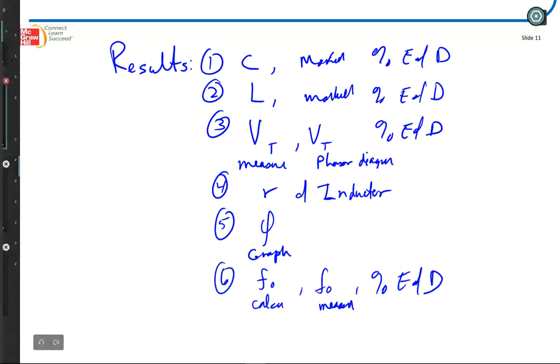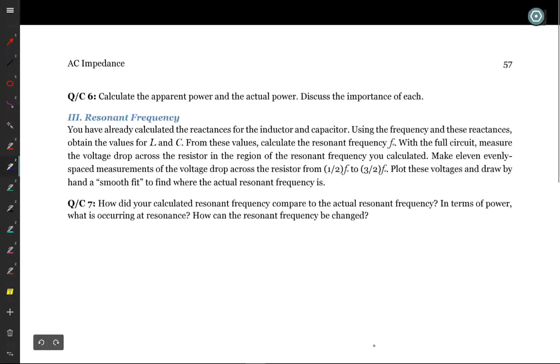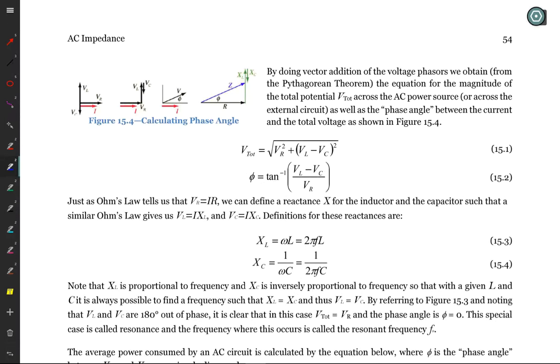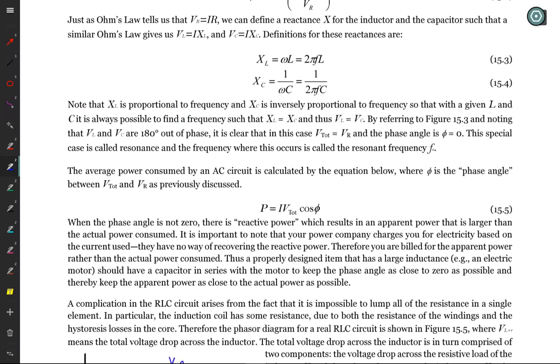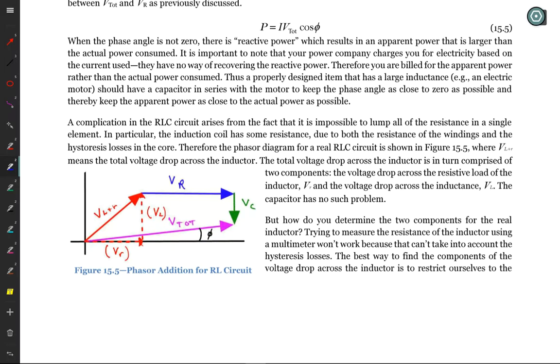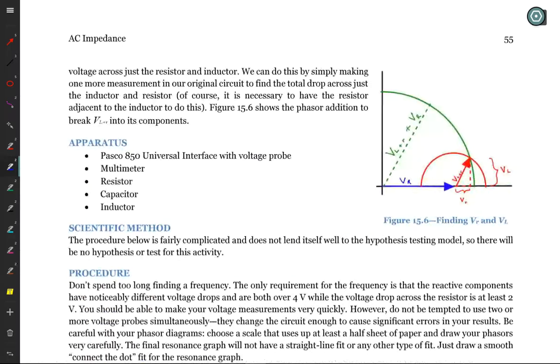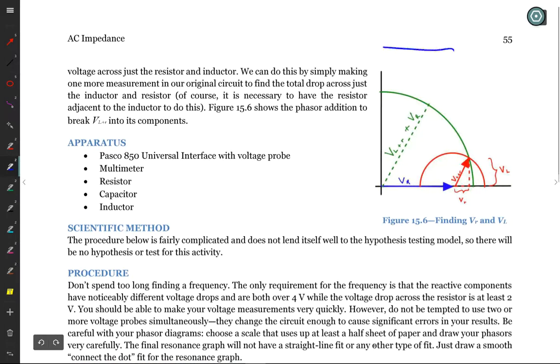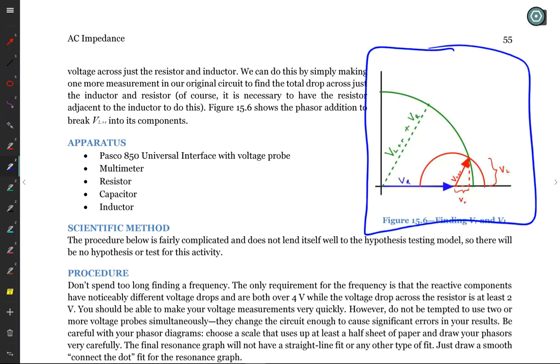Now let's look at the actual instructions. At this point, you're pretty much ready to roll, but I want to make sure we do go through the instructions. There is no scientific method aspect to this one. Again, it's just too complicated for you to have to do a scientific method. Your final graph, you're going to make 2 graphs. The first graph is going to be this one here, where the purpose of this graph is to find what the resistive portion of the inductor is.